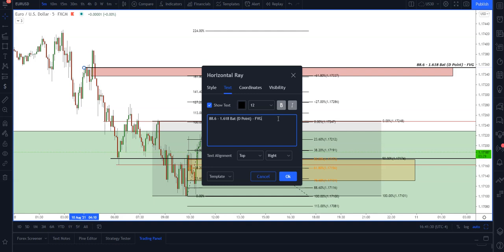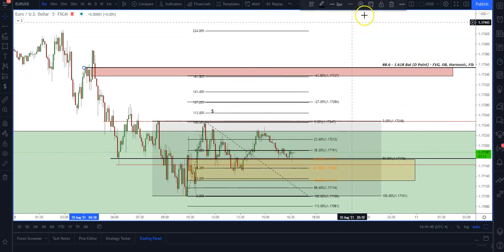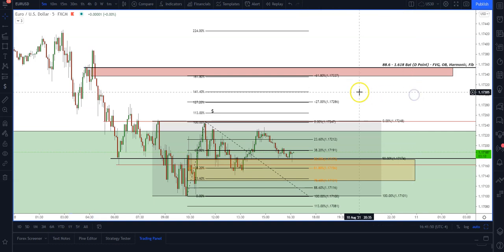Fair value gap, OB, harmonic, and fib. Those are our confluence up here. So that's our confluence for that. So I'm going to lock this and see if it plays out.